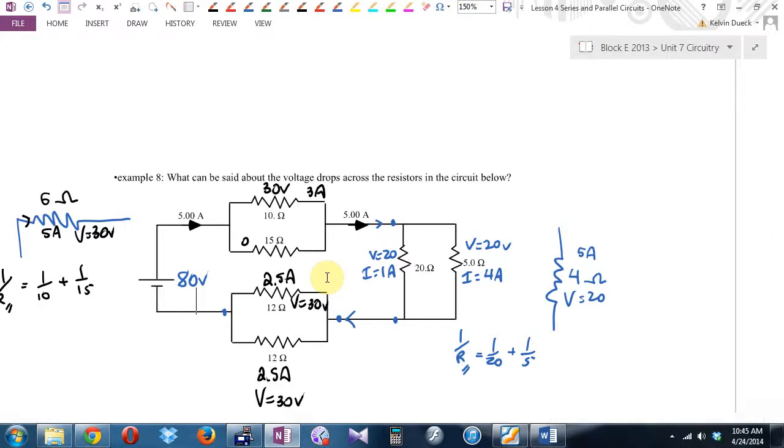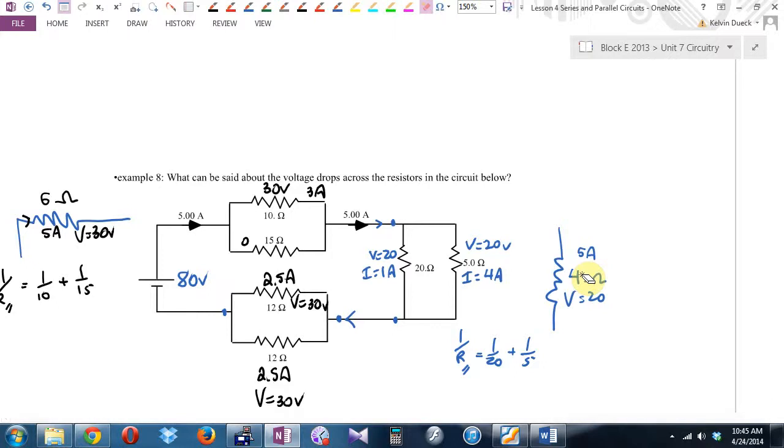Another thing I want you to notice. What was this resistance right here? Just read it to me. What about this one? What was the total? 6, smaller than the 10 and the 15. What was the resistance here? What was the equivalent? 4, smaller than the smallest resistor in my parallel.